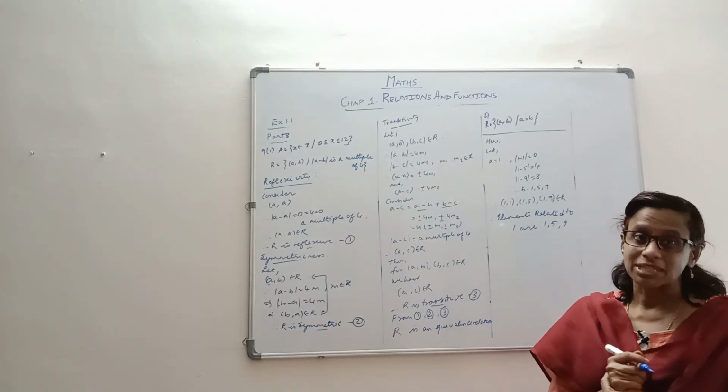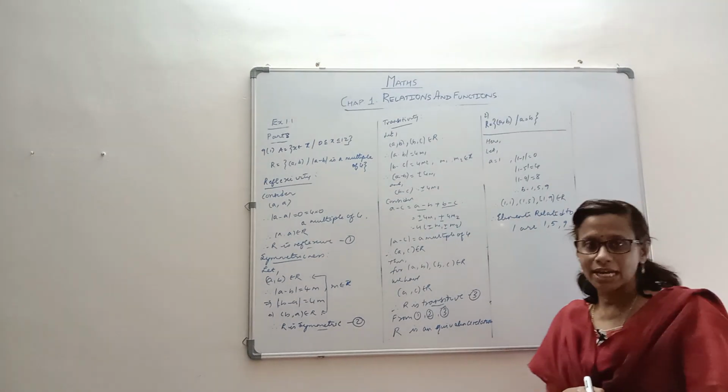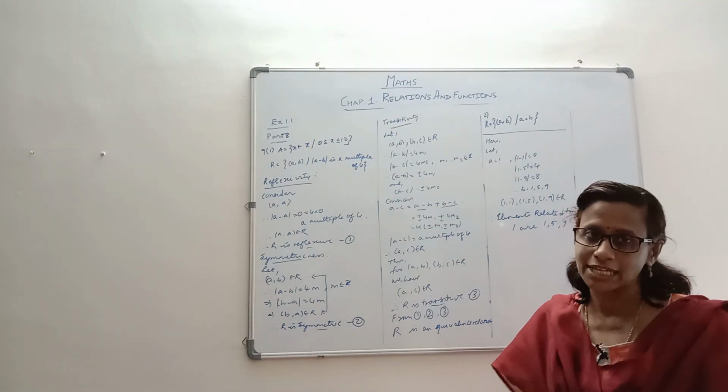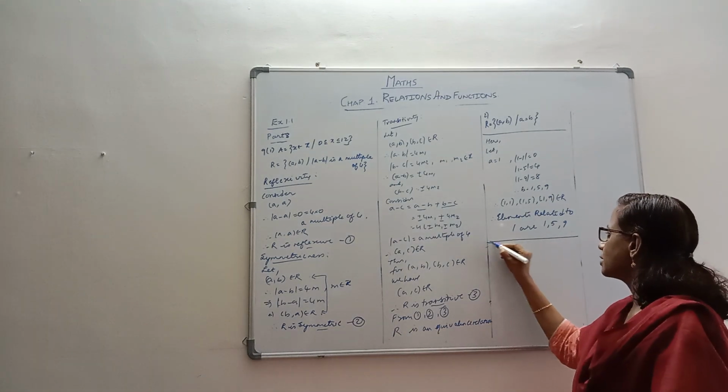Now we go to part 2. What is part 2? Very simple. A equal to B. Relation R is a set of all the elements A, B such that A equal to B. We have to check that and we have to find out whether it is an equivalence relation.